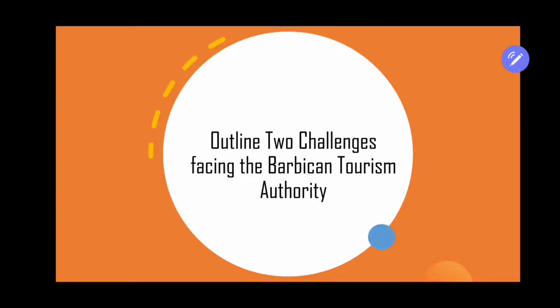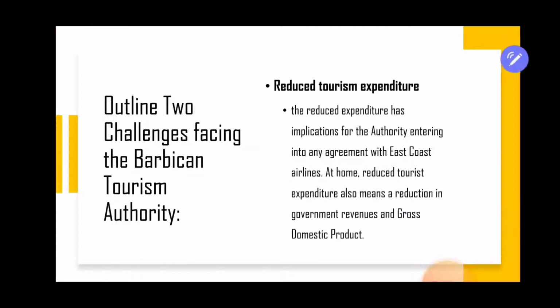Outline 2 challenges facing the Barbican Tourism Authority, right? Now, the first challenge that we're going to look at is reduced tourism expenditure. The reduced expenditure has implications for the authority entering into any agreement with East Coast Airlines. At home, reduced tourist expenditure also means a reduction in government revenues and also a reduction in gross domestic product.